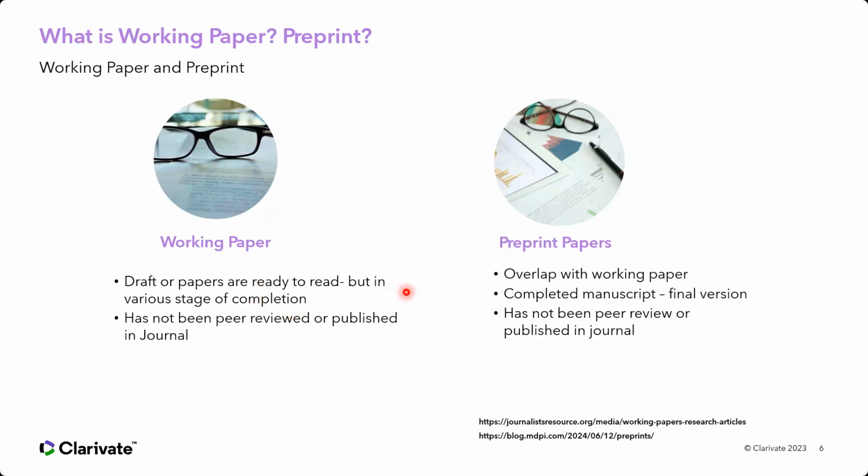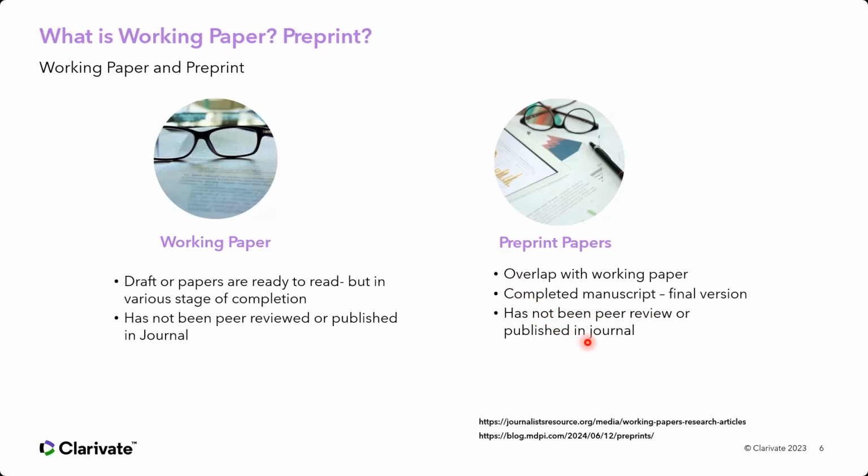So what about the preprint? Sometimes these terms can be used interchangeably, and sometimes working papers are also referred to as preprints. Basically, preprints overlap with working papers, but usually preprint papers are completed manuscripts in their final version. They could have been submitted for publication, but have not been published yet, and have not been peer reviewed. In a nutshell, to make it simpler, working papers or preprint papers are research papers that have not been peer reviewed and have not been published in a journal.